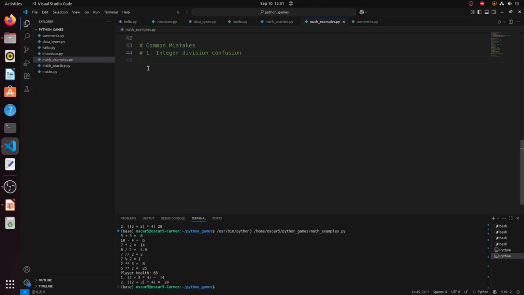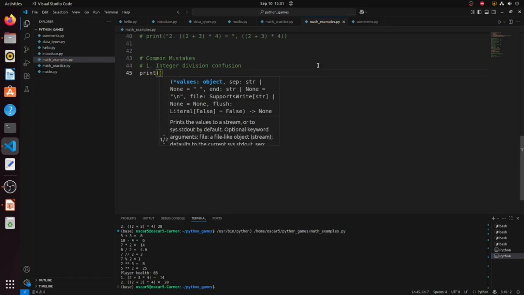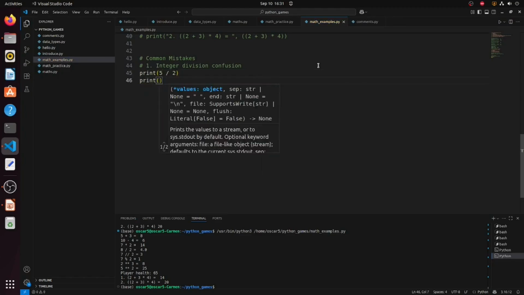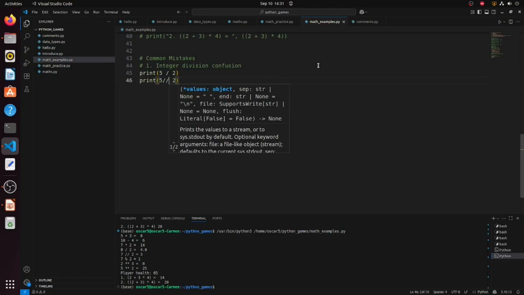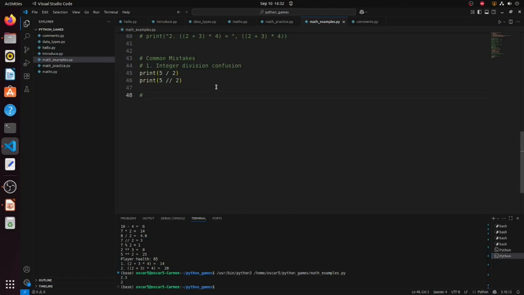Let's go over mistakes beginners often make. 1. Integer division confusion. Print 5/2 gives us 2.5, while print 5//2 gives us 2. Using division when we mean to use floor division can often confuse the code and give us incorrect outcomes. The second mistake we often make is misunderstanding modulo. Some might think that % gives a percentage. This is not true. It actually gives us the remainder.